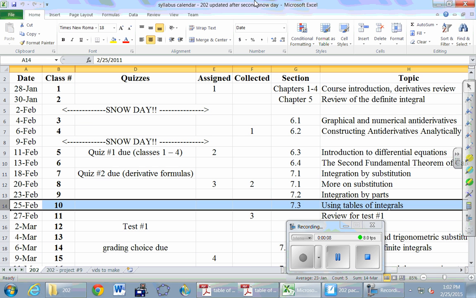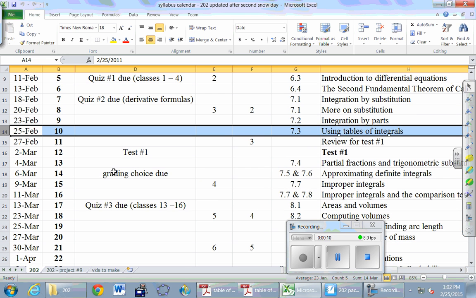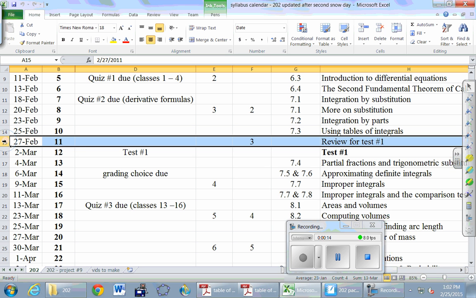So today is our last day of new material before the test. Today we talk about using tables of integrals. Coming up on Friday is our review day for test number 1. I have no formal agenda for that Friday. It's basically just work on practice problems or old homework, whatever you want to do to help you prepare for the test.